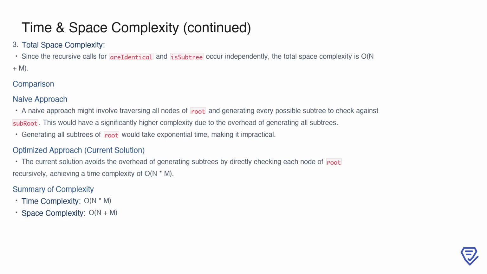Let's compare this approach to a naive alternative, where all possible subtrees of root would be generated and checked against subroot. This naive method introduces a massive overhead, as generating all subtrees of root takes exponential time, making it highly inefficient. In contrast, our optimized solution avoids this overhead by directly checking each node of root recursively, achieving a significantly better time complexity of n*m. To summarize, the optimized approach provides a time complexity of n*m and a space complexity of n plus m, making it far more practical and efficient than the naive alternative for solving this problem.